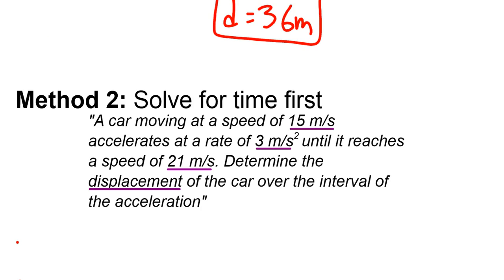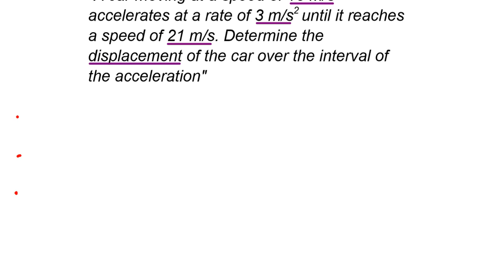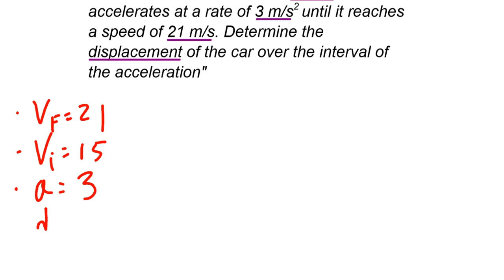So here's method 2 you might want to use. Maybe you just didn't see the VF squared equation. You say, okay, I want to have just some systematic way of solving this. I just want to solve for time first, and that totally works. So we copy down the information we know. We know VF is 21. We know VI is 15. We know the acceleration is 3. We don't know the distance. We're going to try to solve for that, so I'm going to put an unknown next to the distance. And we're going to try to solve for the time first.